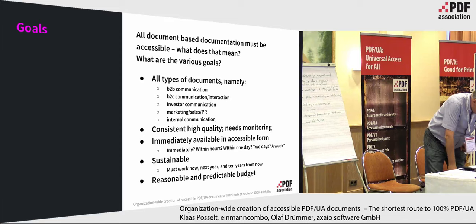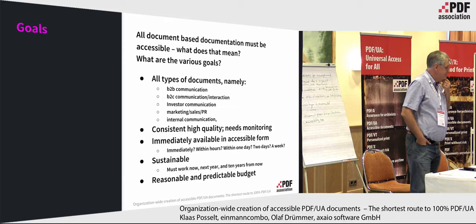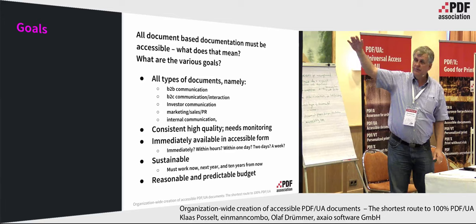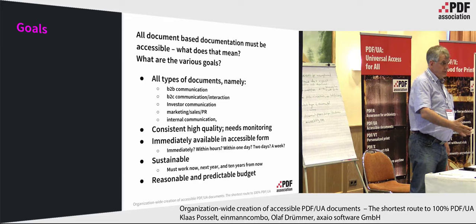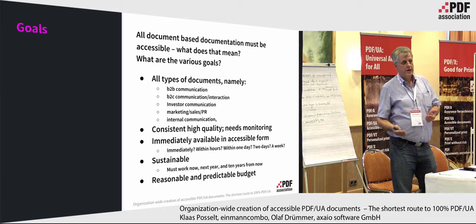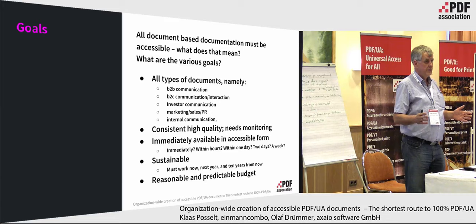One thing we found important to dive deeper into is, so we started here. So we have all types of documents, right? So we have B2B, business-to-business communication. Insurance companies talk to other companies. Business-to-consumer communication, they talk to their customers. Investor communication, like annual financial reports and so on. All the marketing and sales and PR stuff that needs to be done. And then all the internal communication, which is also important. Yeah. So there tends to be a lot of communication inside the insurance company.